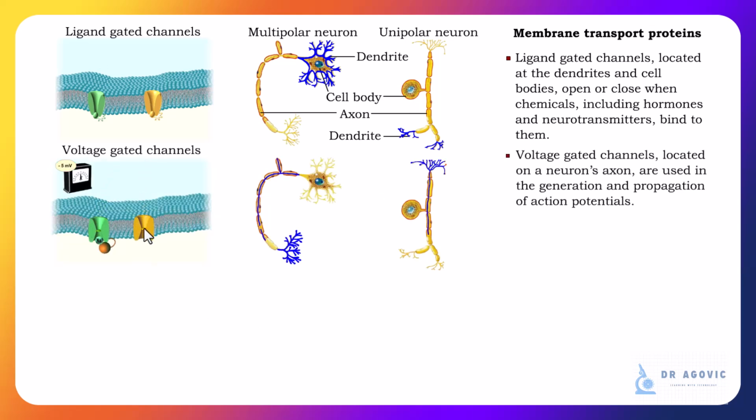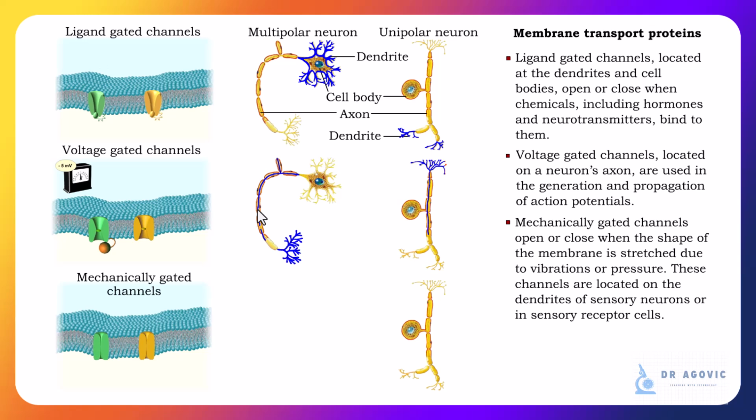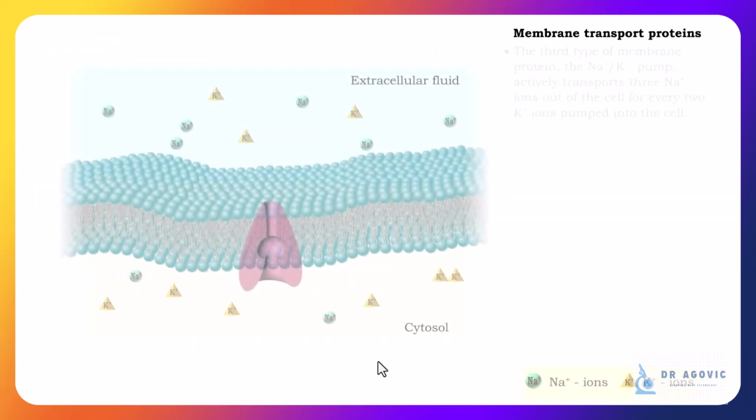Voltage-gated channels are used in generation and propagation of action potentials. They are located on the axons of neurons. Mechanically gated channels are opened or closed by vibrations or pressure stretching the shape of the membrane. These channels are located on the dendrites of sensory neurons or in the sensory receptor cells.